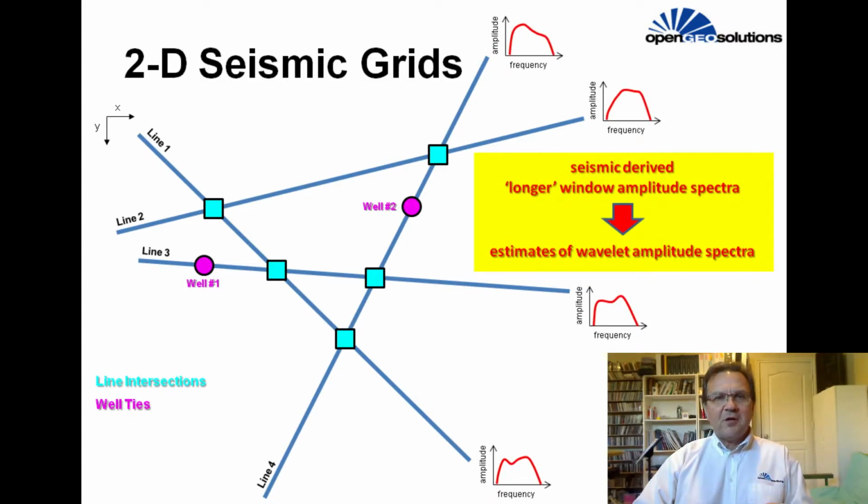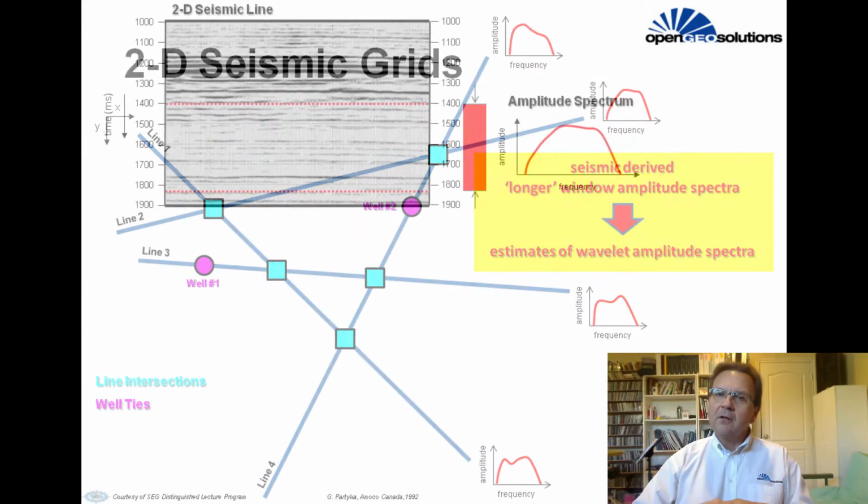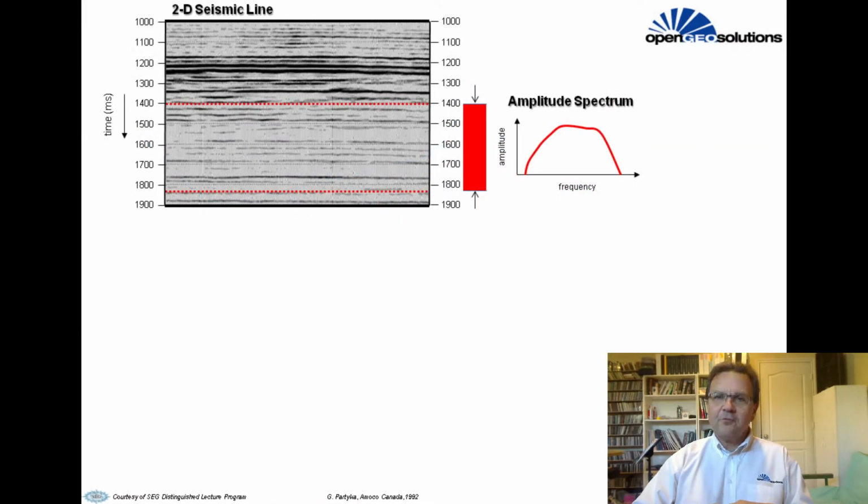For amplitude spectrum shaping, we would extract longer window-based spectra and use these as first-order estimates of the wavelet amplitude spectrum. When choosing an analysis window, we found that it was very important to steer clear of the highly reflective coal zones.